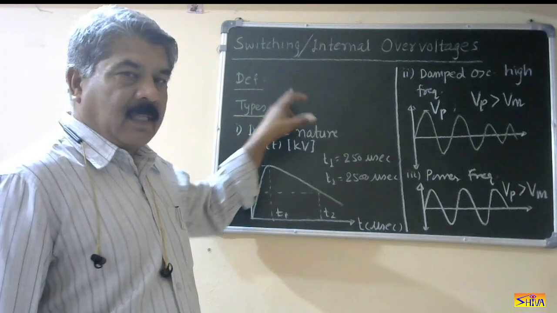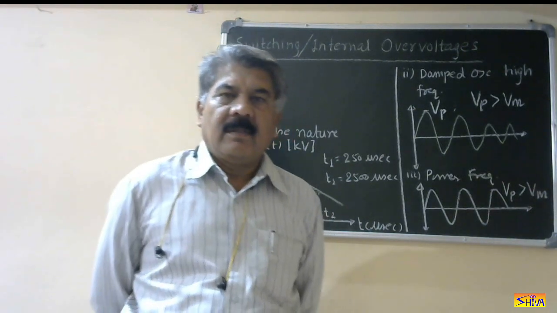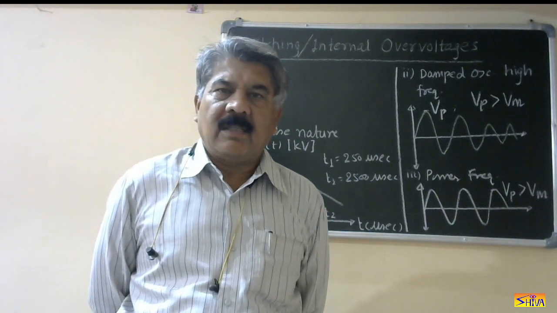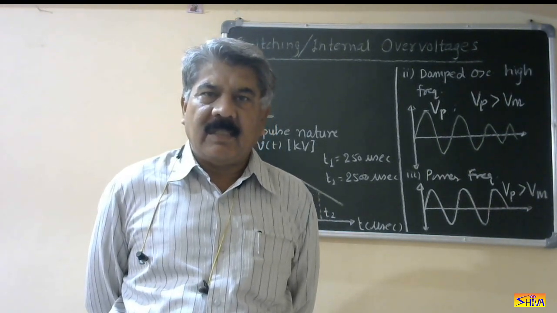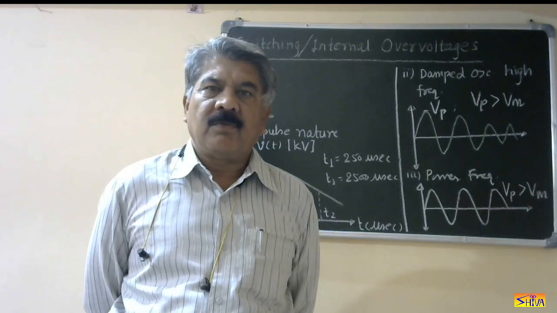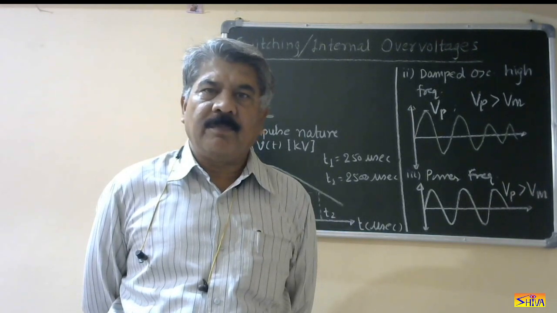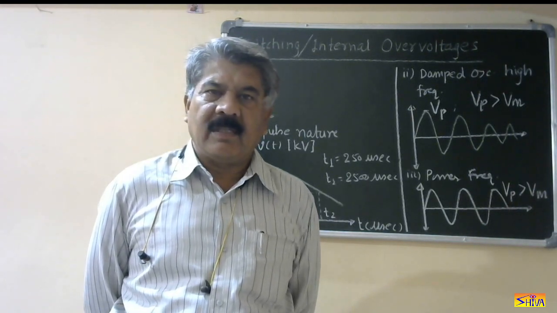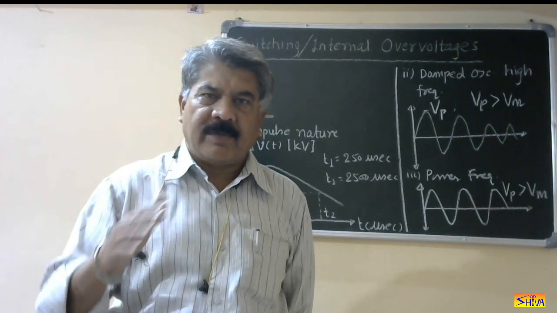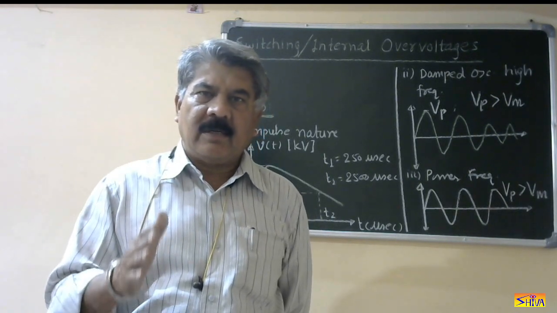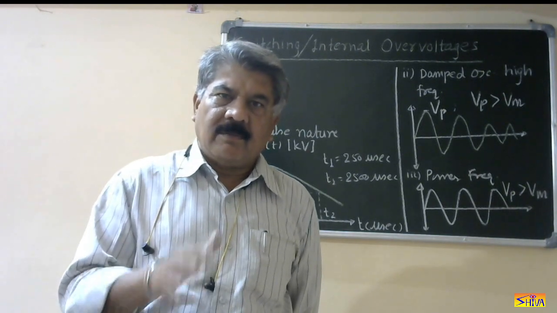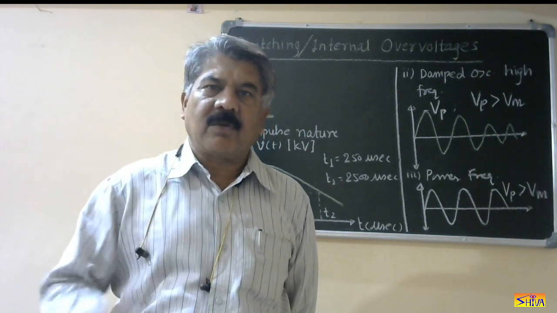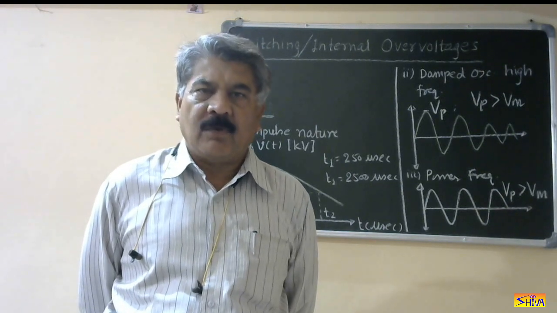So let us start with the definition. Switching over voltages are the over voltages generated within the system due to switching operations, that is due to on-off operation within the system. Switching operation means on-off operation. So they are generated due to switching operations within the system. Therefore, they are also called internal over voltages.